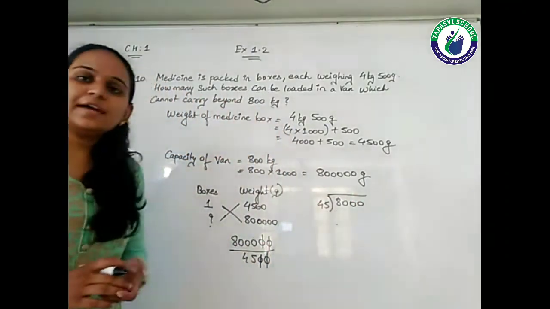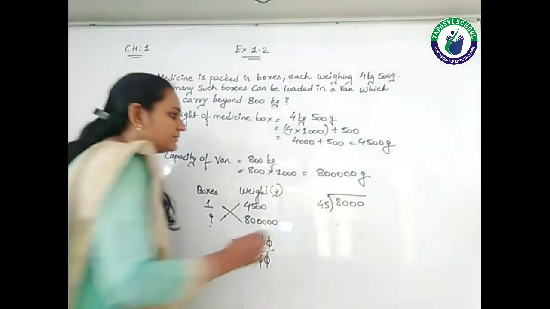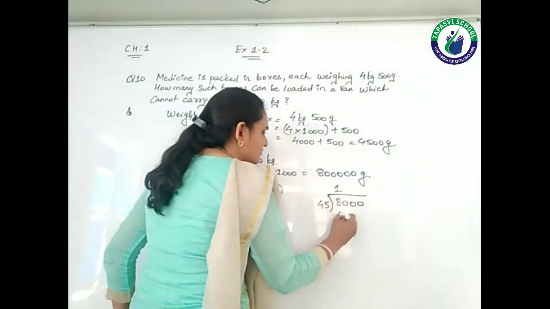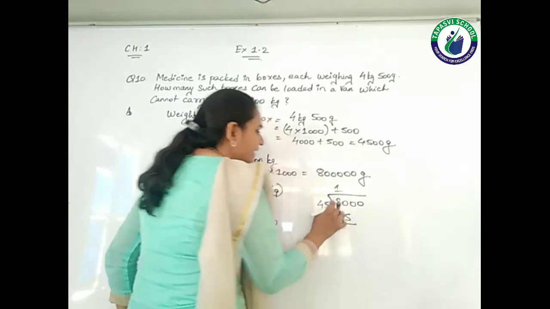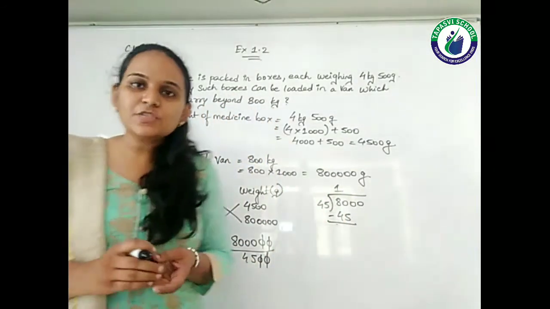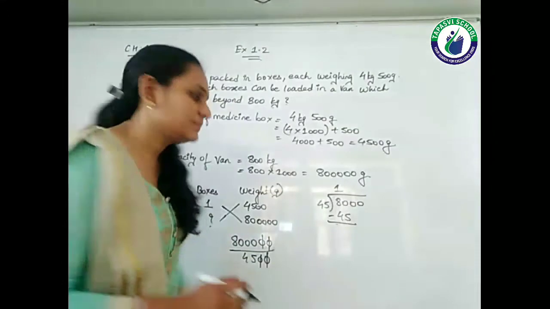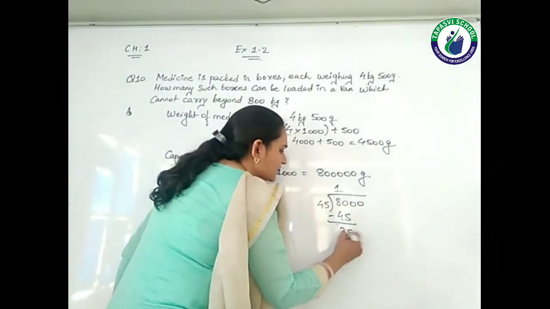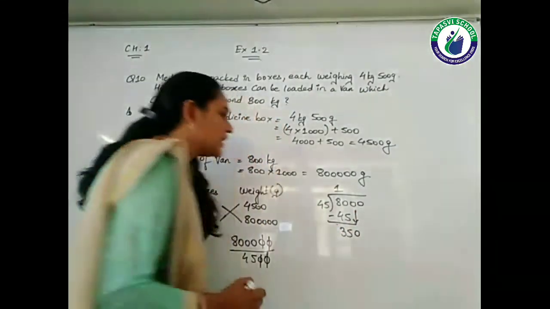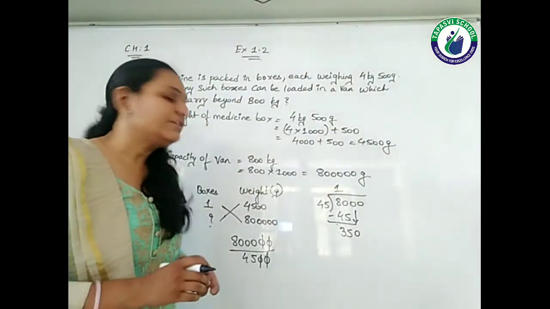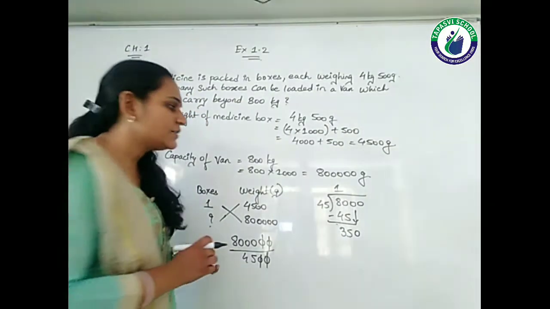Now 45 ones are 45. 80 minus 45. What is 80 minus 45, students? That is 35. Now bring down this 0. Now 350. We need to divide by 45. So the result will be 7.